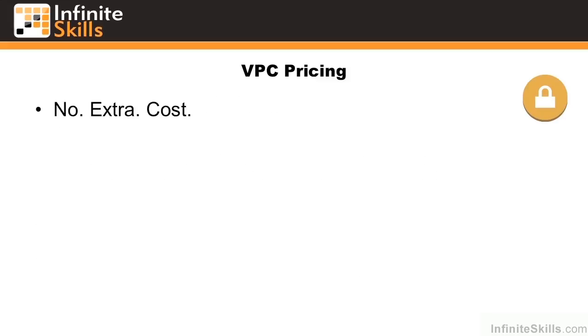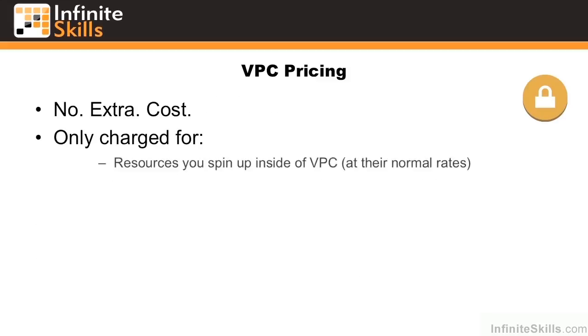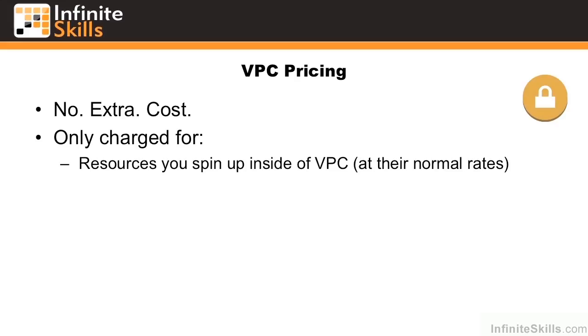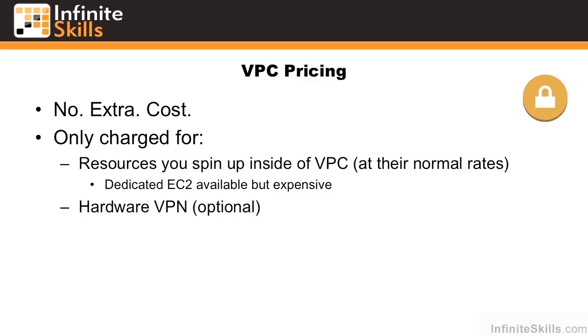The pricing on VPC comes at no extra cost. You're only charged for resources you spin up inside the VPC at their normal rates. Dedicated EC2 instances are available but expensive. You have the option of paying for a hardware VPN, and you also have the option of doing dedicated tenancy.